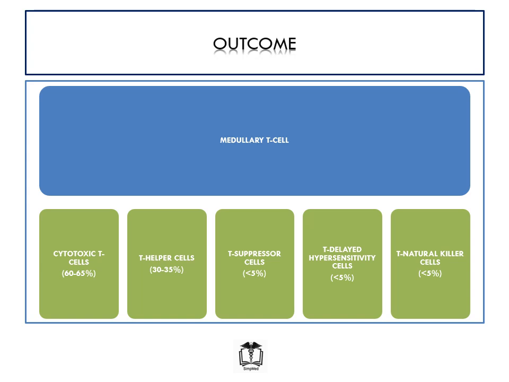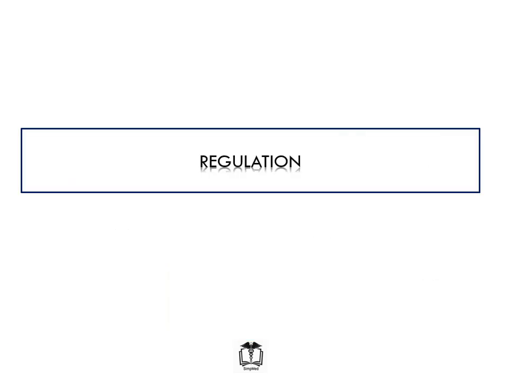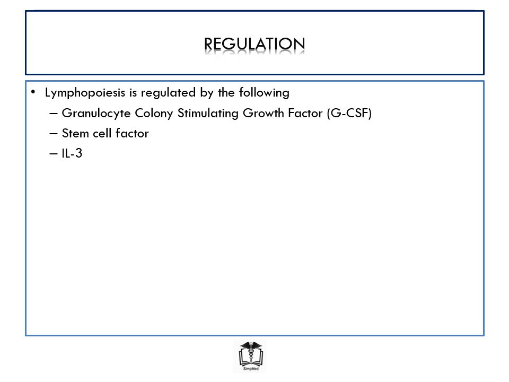So these are the different forms of T cells, and this is the outcome. The medullary T cells give rise to these 5 different forms of T cells, the largest being the cytotoxic T cells, followed by the T helper cells, and then the rest, which are minor subtypes of T cells. The entire process of the formation of T cells from the stem cell stage all the way down to the precursor and then the mature lymphocyte stage takes about 2 weeks or 14 days. The process of lymphopoiesis is regulated by a number of different factors. This includes the granulocyte colony stimulating growth factor, the stem cell factor, and interleukin 3.